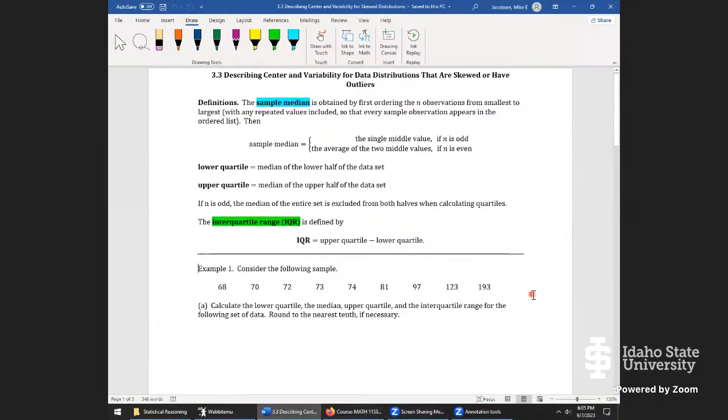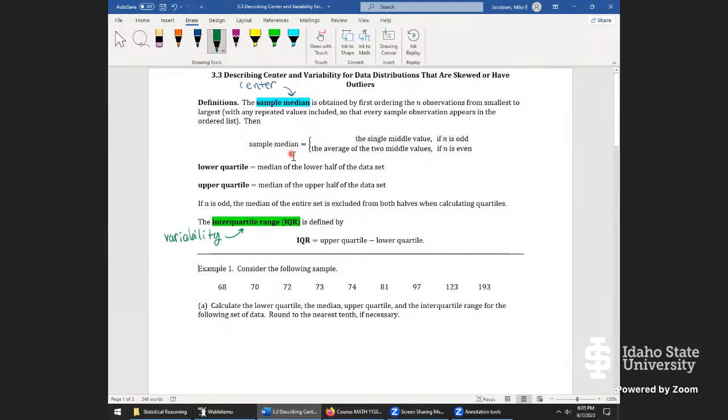We mentioned that we want to measure the center of our data, and the sample median is what that's doing right here. So this is for the center. That's going to tell us where our typical values are, where the data is accumulating. And if we want to say how spread out is our data, we use the interquartile range, IQR. So this is for variability.